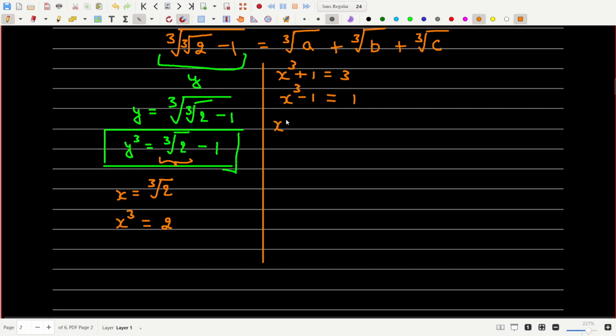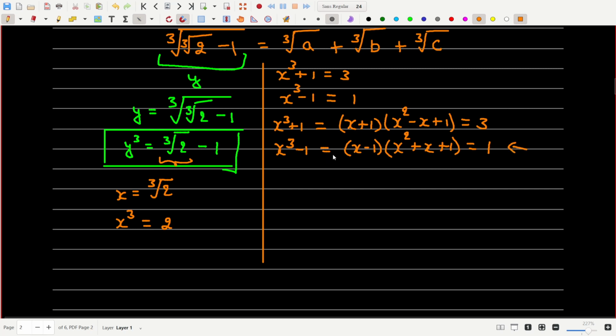Now x cubed plus 1 can be written as x plus 1 into x square minus x plus 1, and this we know is equal to 3. Similarly, x cubed minus 1 can be written as x minus 1 into x square plus x plus 1, and we know this is equal to 1. Now let us consider this equation.